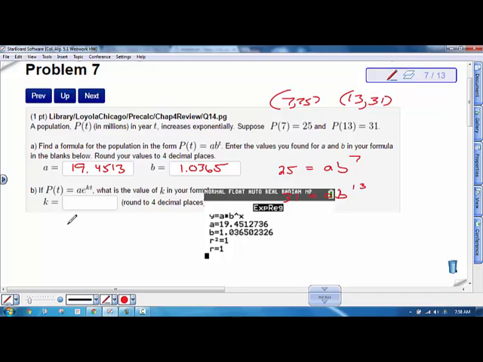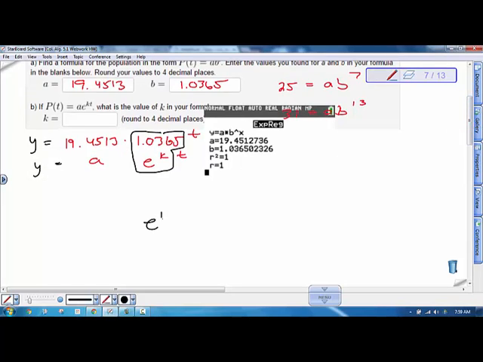Well, when you compare these formulas, you have 19.4513 times 1.0365 to the t, and then beneath that you have a e to the kt. You'll notice that if these are your formulas for p, not y, whatever, this number has to match right there. So basically all you have to do is set e to the k equal to this 1.0365, and then change it into log form, or take the natural log of both sides, or however you want to look at it.